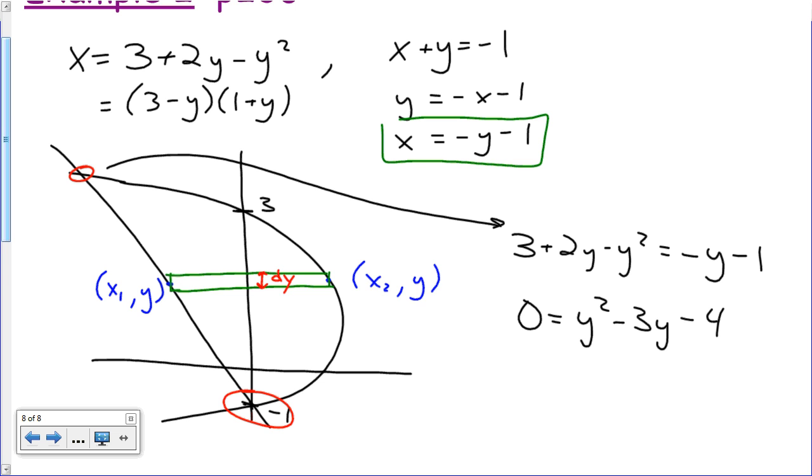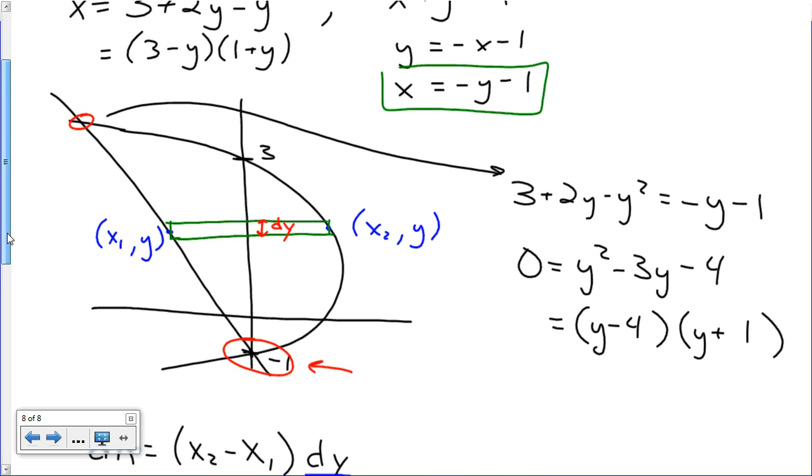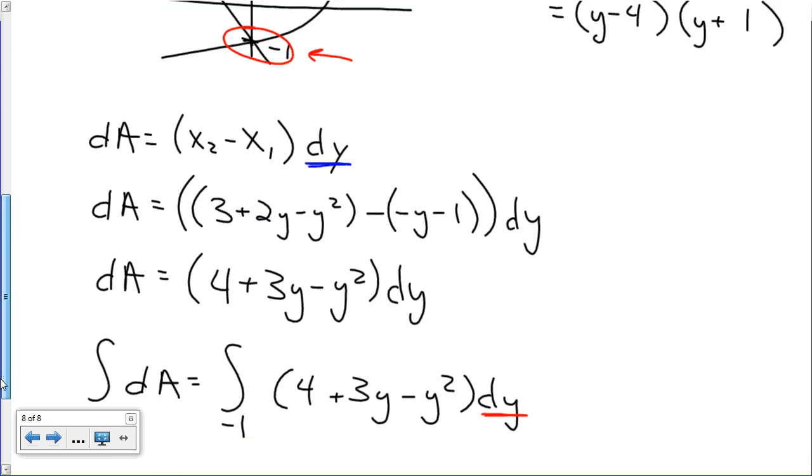And again, you have several options at this point. Use the quadratic formula. You can use solver. I think this factors nicely, so I'm going to go ahead and factor this, but use whatever technique you're comfortable with. It looks like this factors into y minus 4 and y plus 1. So y equals negative 1 is one solution, which is this one down here. That was the intersection we already knew. And the other one is up here at 4. So those are our limits of integration. The upper bound is 4.